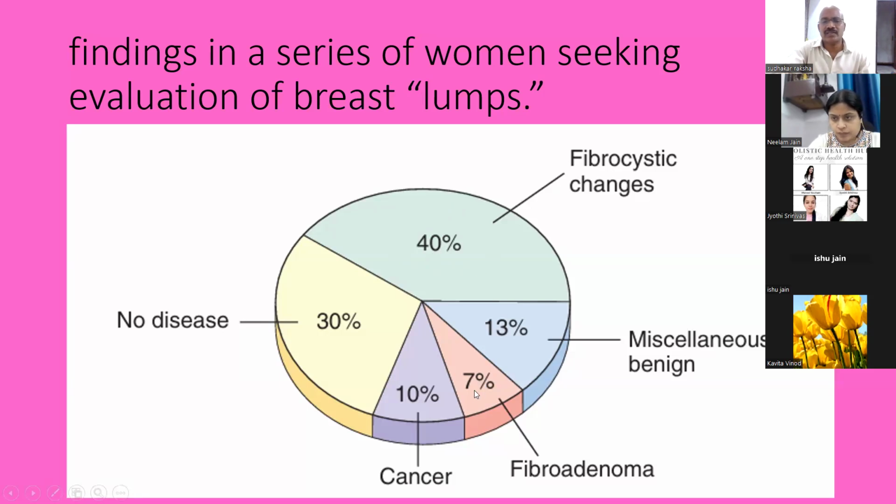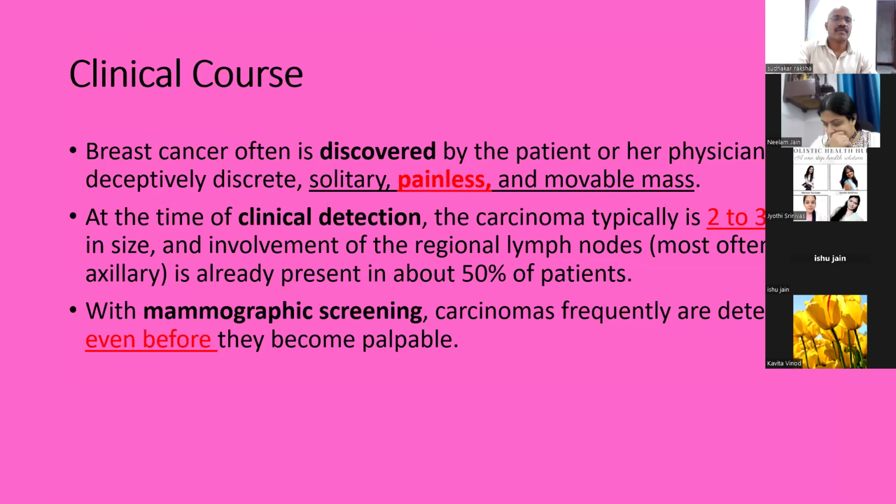Fibroadenoma is a benign tumor. It is not cancerous. Around 7% of the lumps are fibroadenomas. So out of 100, only 10% of the lumps are carcinomas, cancers.